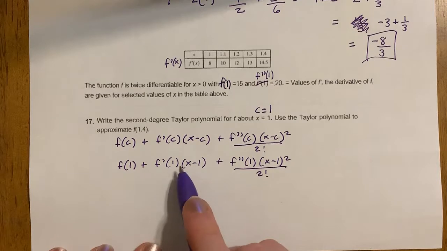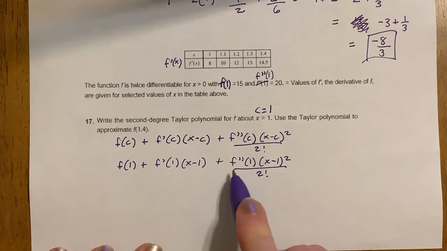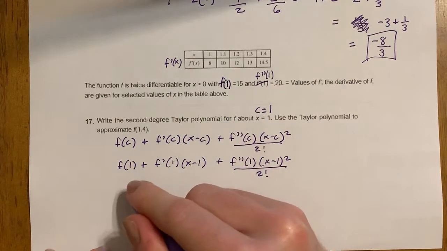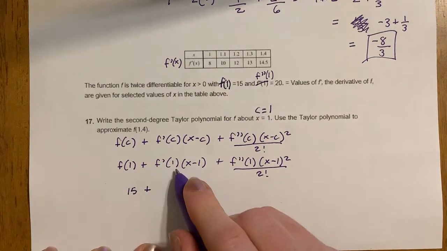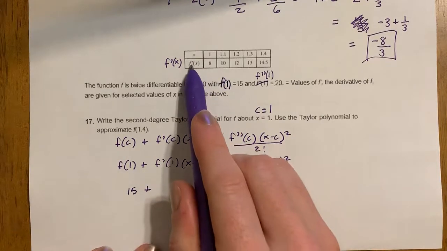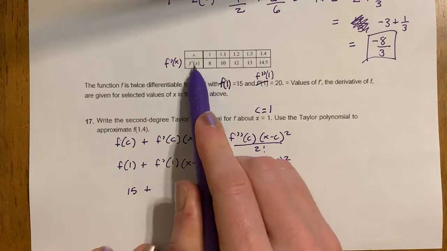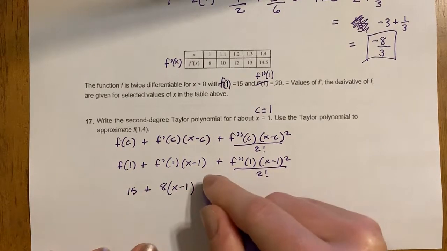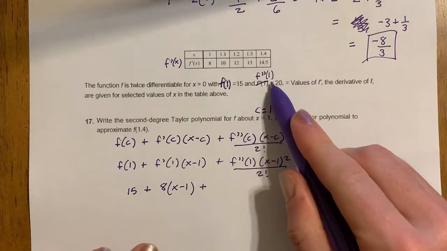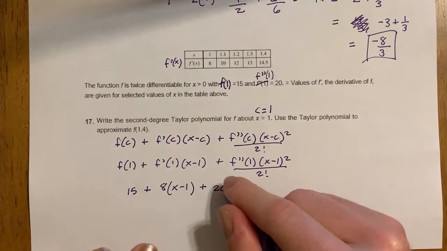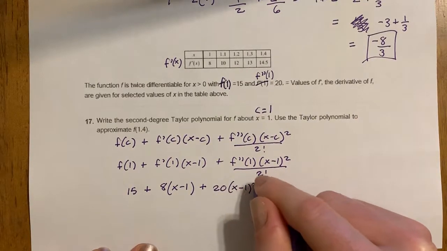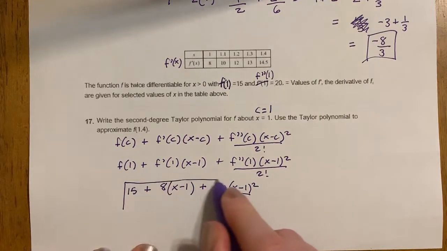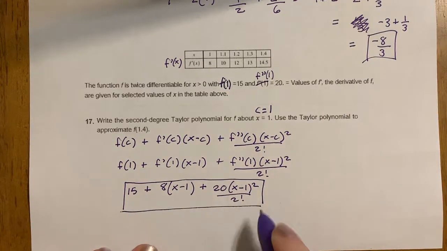Now, I don't know what f is, but I do know these values. They were all given to me. So f of 1, that's the one up here, is 15. Plus f prime of 1. This we're going to have to look in the table. The table is f prime. So f prime of 1 is 8 times x minus 1. And then they give me f double prime of 1 is 20. And then we have x minus 1 squared over 2 factorial. So right there, I have written the second degree polynomial.